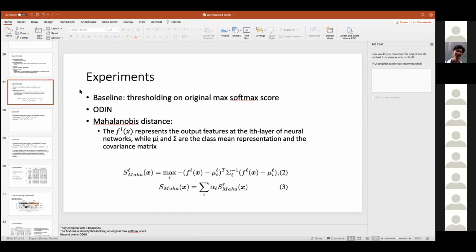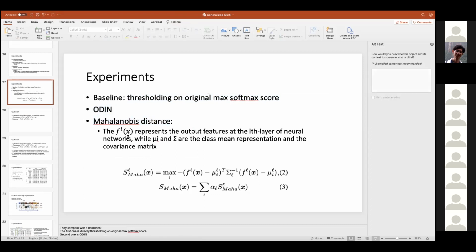We have in total three baselines. The first one is just thresholding on the original top-1 probability. The second baseline is ODIN. The third baseline is called Mahalanobis distance.